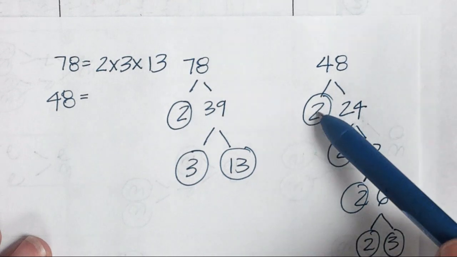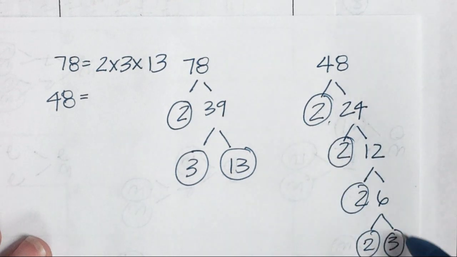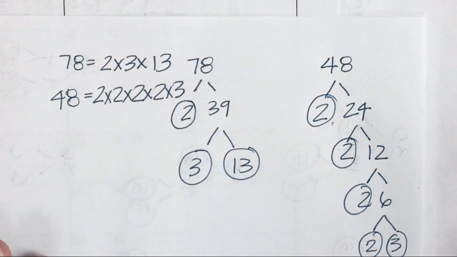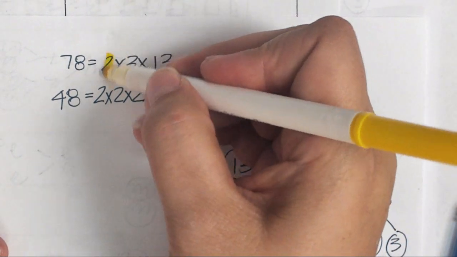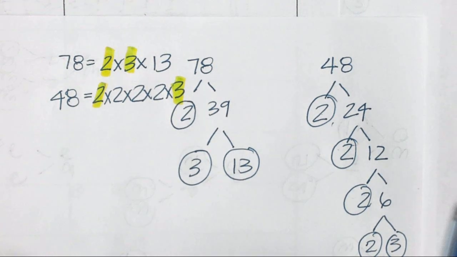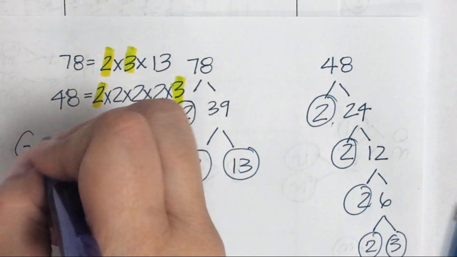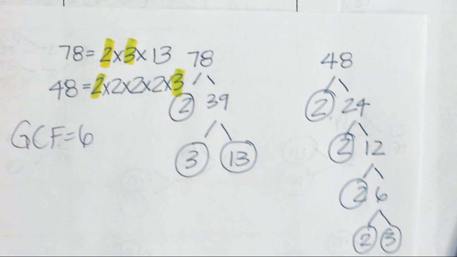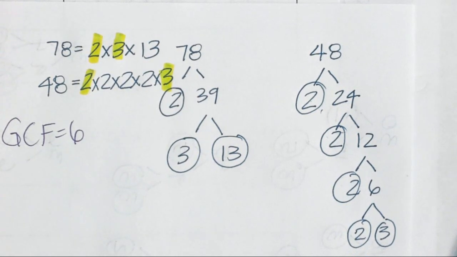Okay, so now we have 2 times 2 times 2 times 2. There's 1, 2, 3, 4, and a 3. Okay, at this point, again, looking for what's matching. 2, 2, 3, 3. That's it. So 6 is your greatest common factor. I think, to me, this way is so much easier than sitting here going, okay, 1 times 78, 2 times... Because as you're going, your numbers are getting smaller and smaller. Does that make sense?